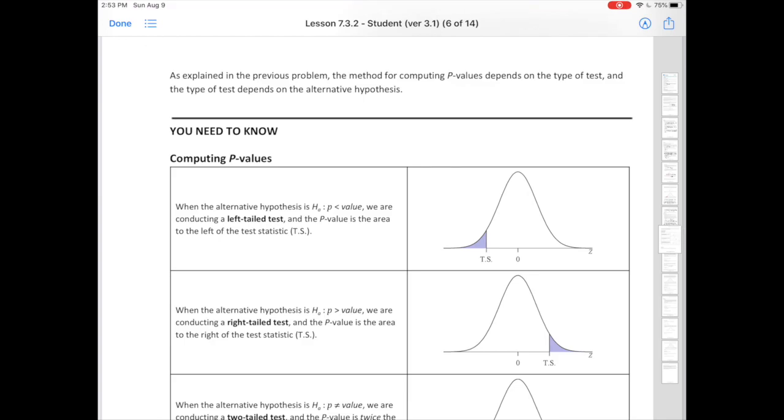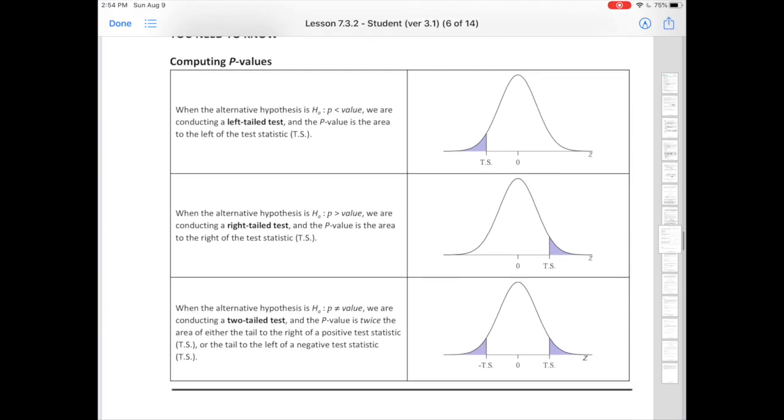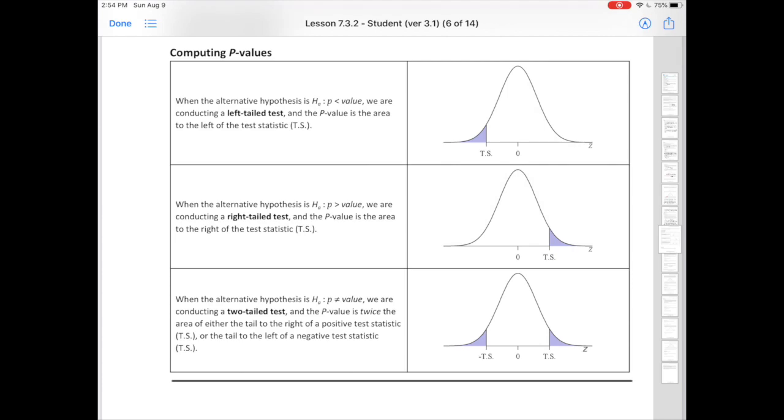As explained in the previous problem, the method for computing p-values depends on the type of test, and the type of test depends on the alternative hypothesis. You need to know this. So, computing p-values. When the alternative hypothesis is p is less than a value, we are conducting a left-tailed test. So this is called a left-tailed test, and the p-value is going to be the area to the left of the test statistic. When the alternative hypothesis is p is greater than a value, we are conducting a right-tailed test, and the p-value is the area to the right of the test statistic.